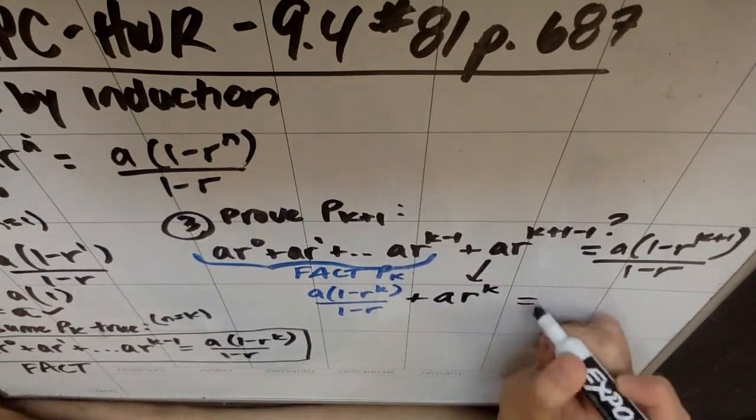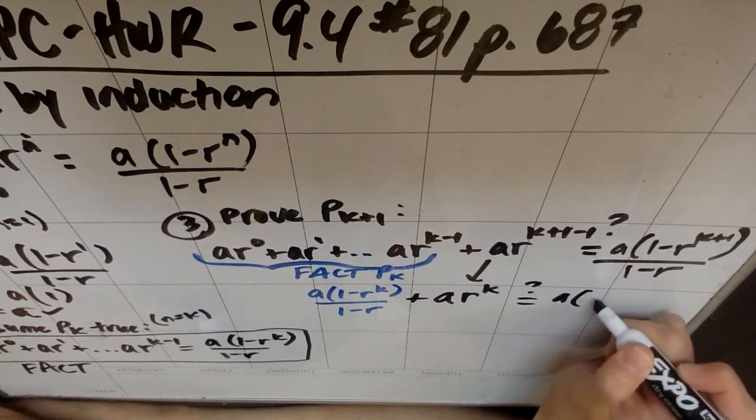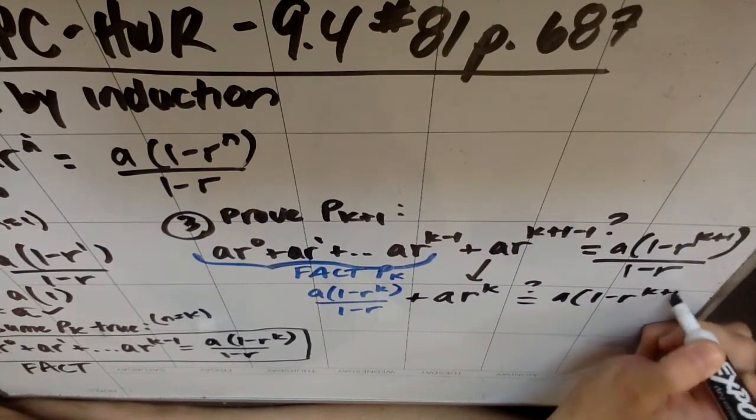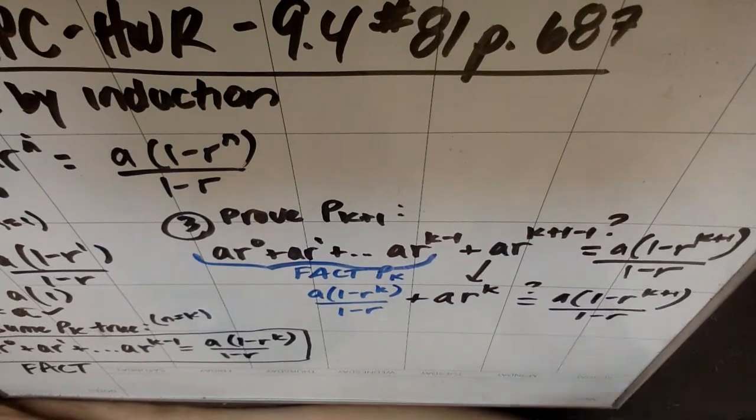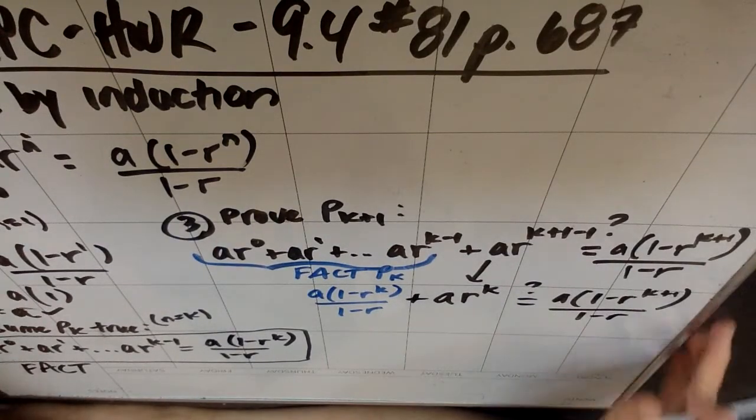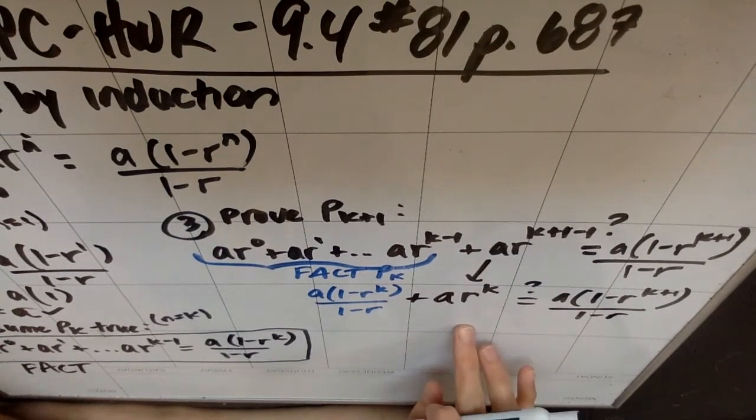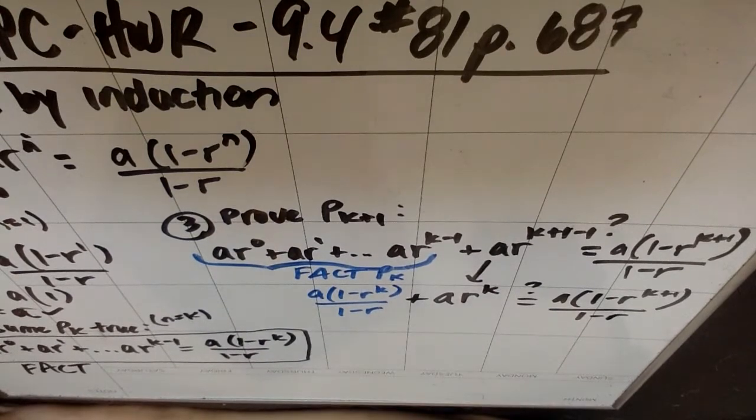And I'm still trying to show that that equals a times 1 minus r to the k plus 1 over 1 minus r. Now, my job is going to be to take this left-hand side, right, the blue piece and the black piece, get a common denominator, and when I simplify, things should kind of go my way.